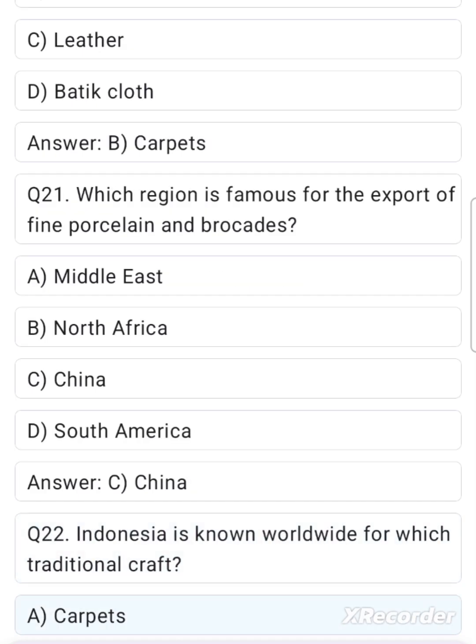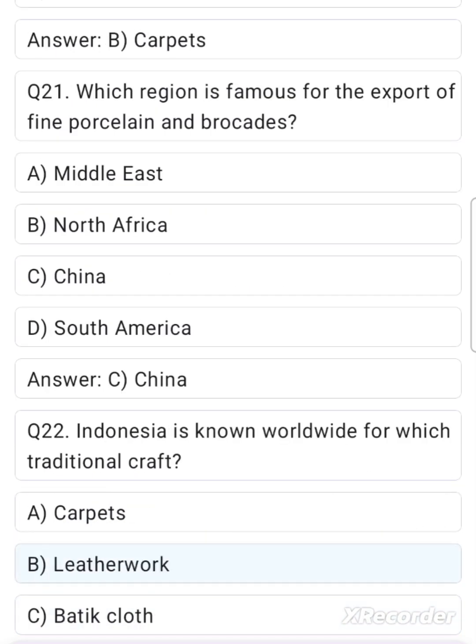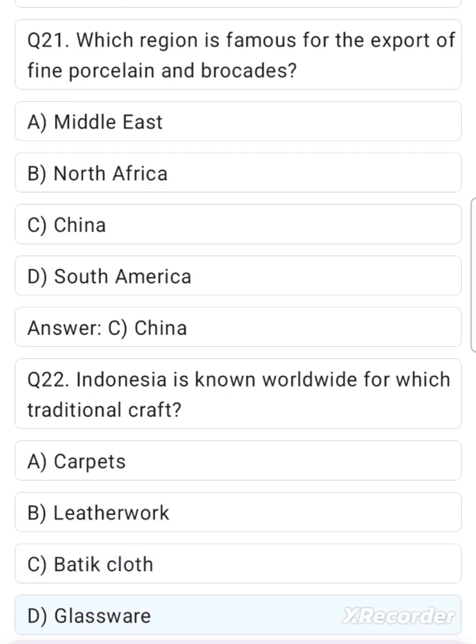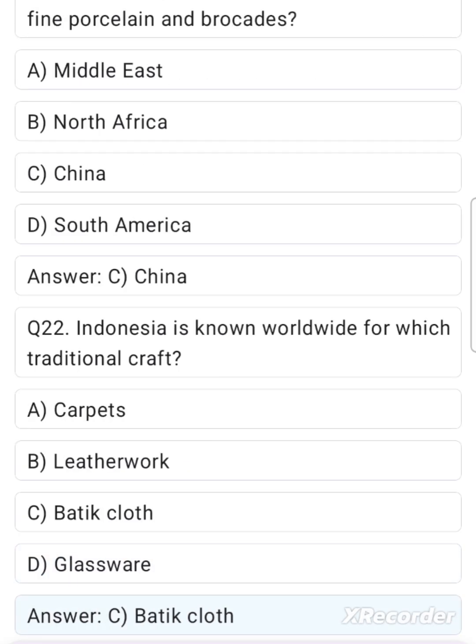Q22. Indonesia is known worldwide for which traditional craft? A. Carpets. B. Leatherwork. C. Batik cloth. D. Glassware. Answer. C. Batik cloth.